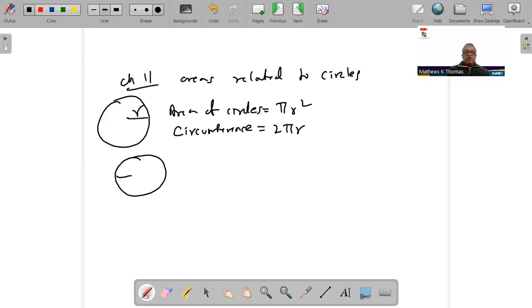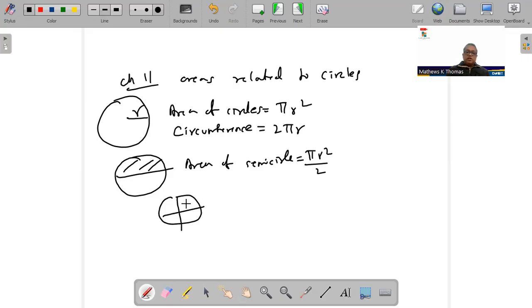If you divide the circle into two parts, then that is called a semicircle. So area of semicircle will obviously be half of a circle, pi r square by 2. If I divide the circle into 4 parts, equal parts, each part is called a quadrant. Area of quadrant will be 1 by 4 pi r square.